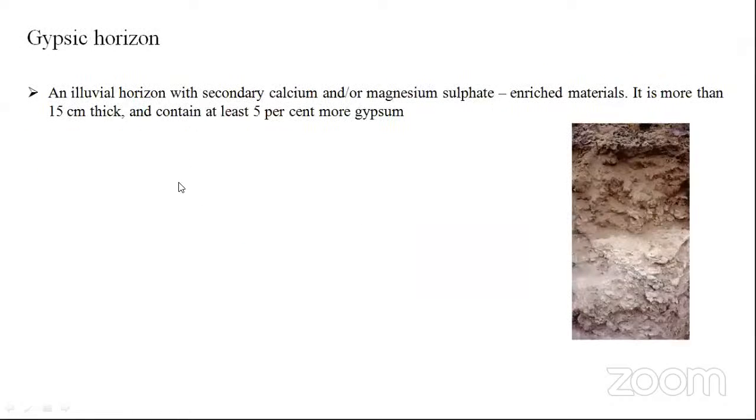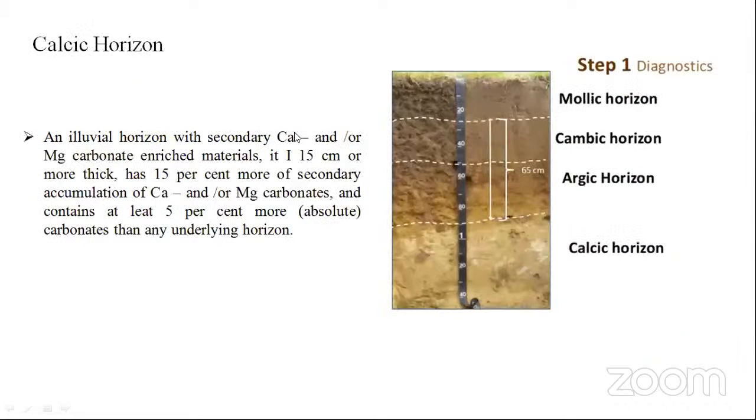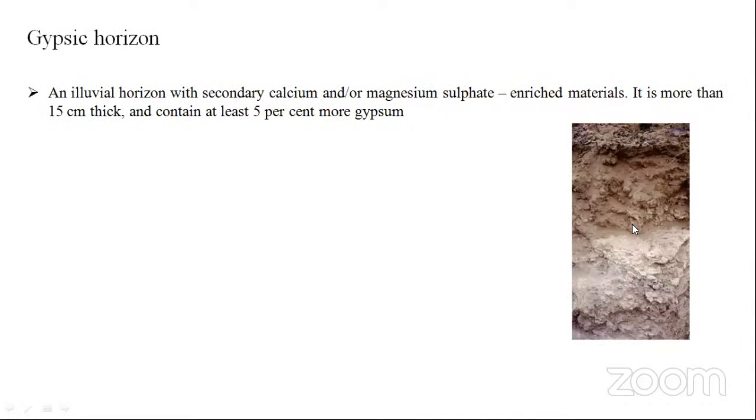Coming to the next one, called the gypsic horizon. Gypsic is naturally a secondary accumulation of calcium sulfate. Remember, that makes sense from the previous slide. It is an enriched material more than 15 centimeters thick, consisting of 5% or more gypsum. Here the gypsum will be there. It contains sulfates, that's why you can see gypsum in the gypsic horizon. The calcic horizon is different, a combination of secondary calcium, but here you can expect accumulation of gypsum.